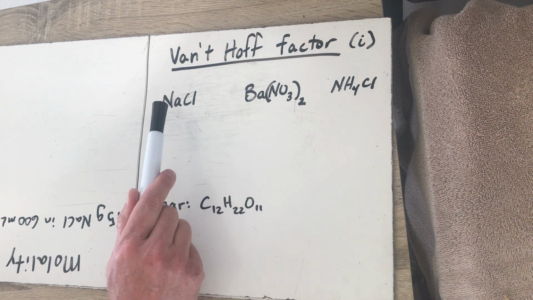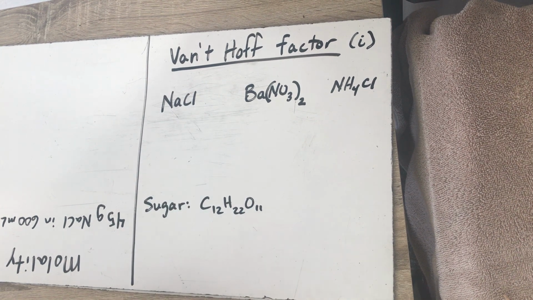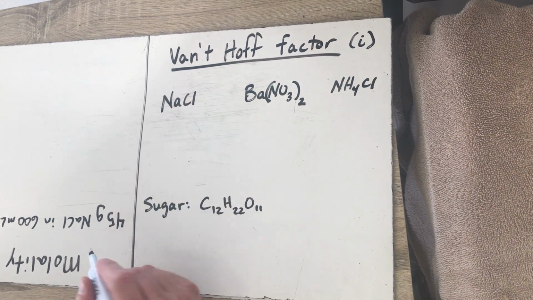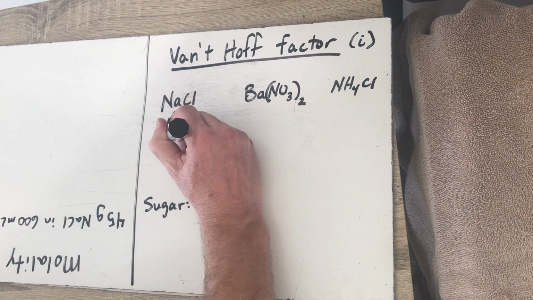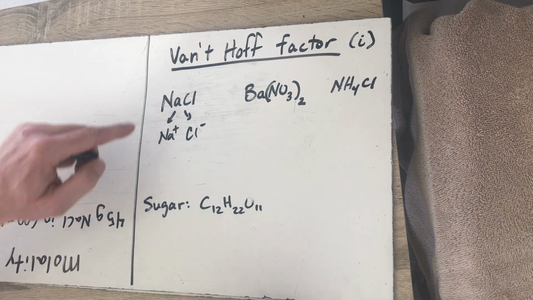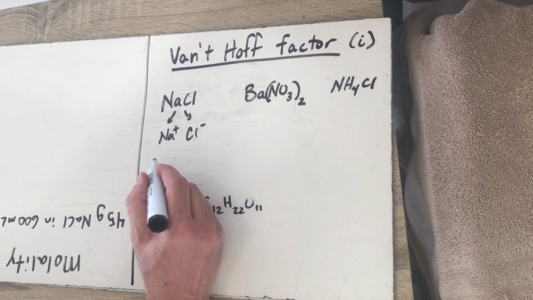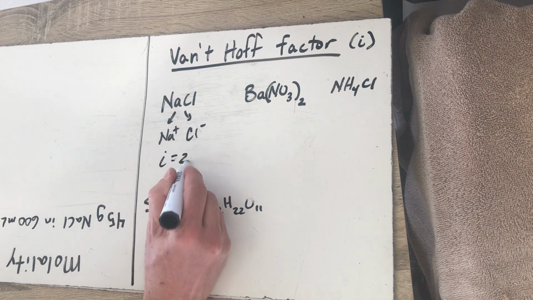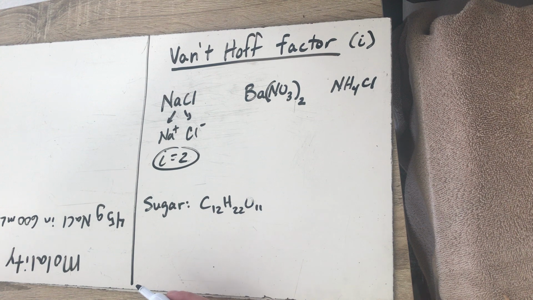For example, sodium chloride. We know when we put that into water, this is an ionic compound, it has a metal and a nonmetal. This is going to break apart into a sodium ion that loses an electron and a chloride ion that gains one. Each single molecule produces two different ions. So we would say that the Van Hoff factor here is 2. It just tells us how many particles that one thing will break up into.